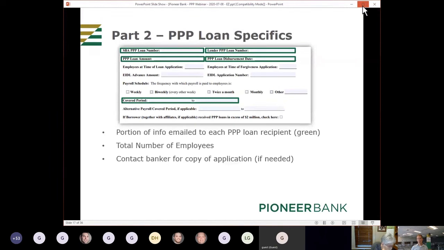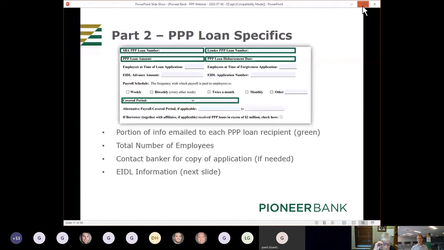All right, so next one talks about the EIDL advance amount and the EIDL application number. Since government stuff always comes out with really poor acronyms for things, that is the Economic Injury Disaster Loan, and this was another funding source to get funds to customers that needed them. We're actually going to talk a little bit more about that on the next slide because people have more questions on, well, what does that have to do with PPP? So push pause on that one. We'll talk about that a little bit more on the next slide.